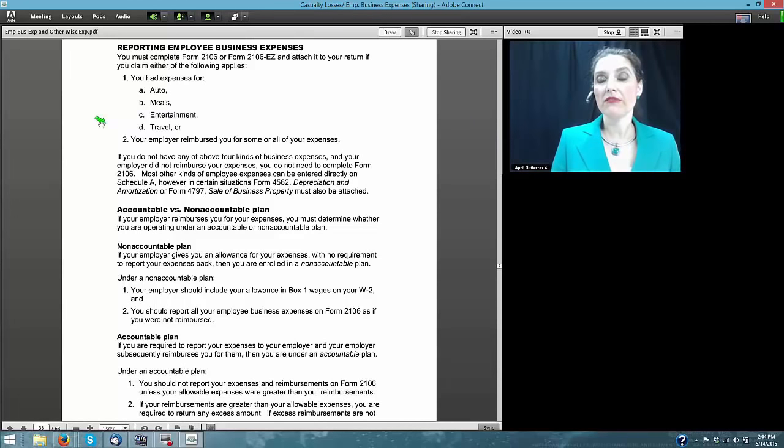So an example of an expense that the form would not be required for is depreciation, say you bought a computer, or education, or union dues, or supplies that you might use for your job. Those are all examples of deductible costs that are employee business expenses, but are not required to be entered on Form 2106. But once 2106 is required, then you would report all of your employee expenses on it.